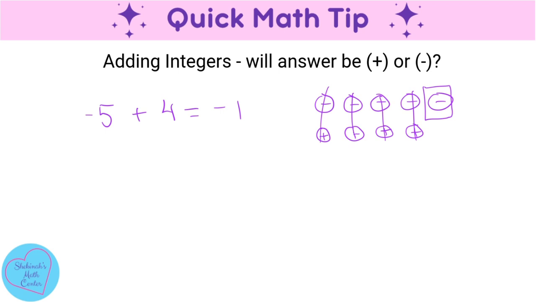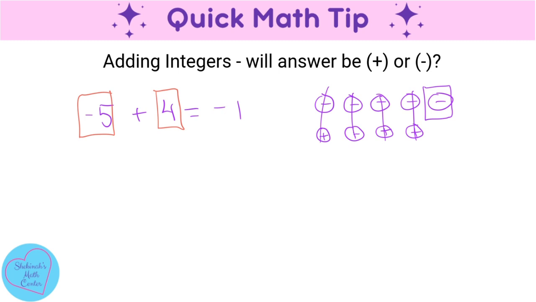Let's look at the numbers only. Here we have a -5 and we have a +4. Here we have 5 negatives and here we have 4 positives. There are more negatives here, so that's why our answer is a negative.